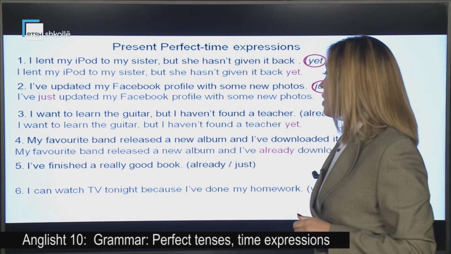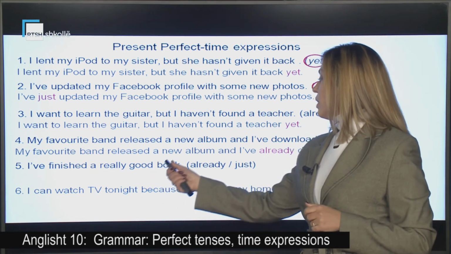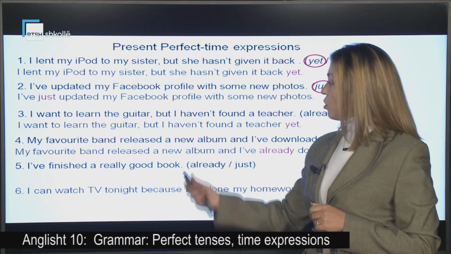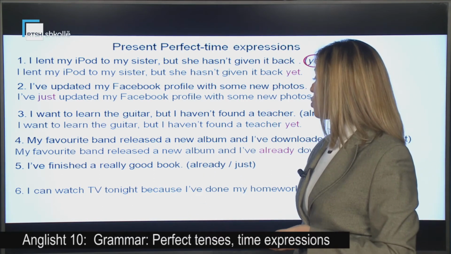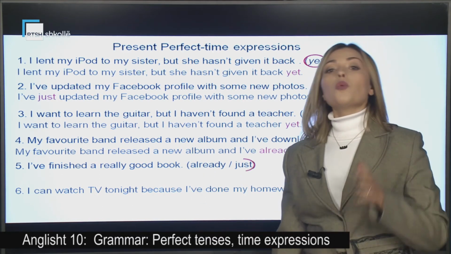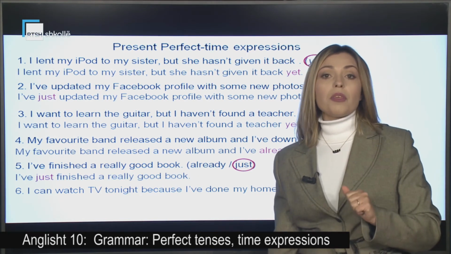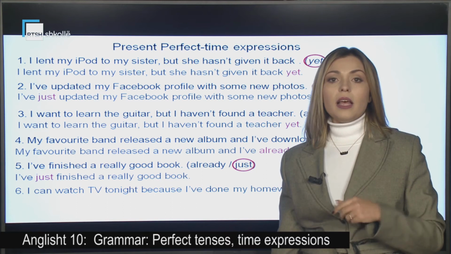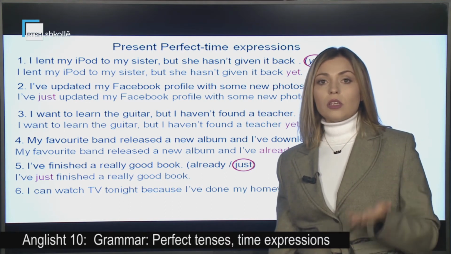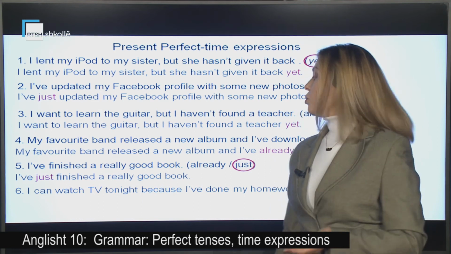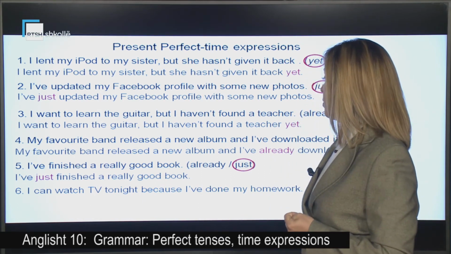Number 5. I finished a really good book. I have just finished a really good book, or I've already finished a really good book. We want to focus on the fact that something has finished, as we said, and we can see the results. So, I have just finished a really good book.